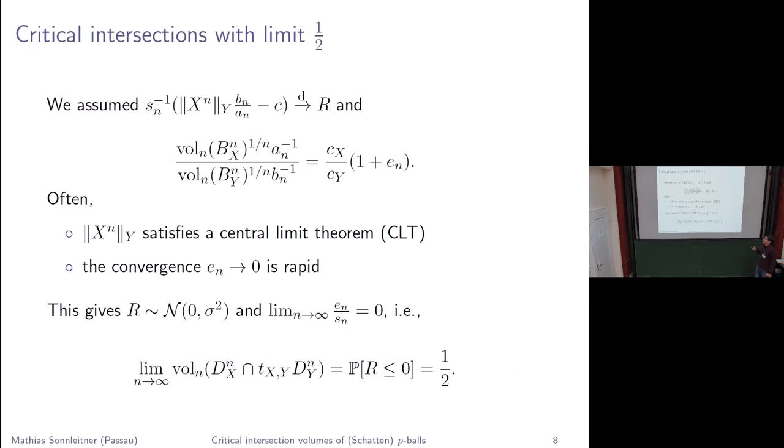So we assume this distributional convergence, and that we can write the fraction of volume radii as such. And often if we take the Y norm of such a random vector, Y norm in the case of the L_q norm, for example, this is an average over the components. And sometimes it satisfies a central limit theorem, as we will see for the p-balls. And often the convergence of e_n to zero is rapid, so we can really well study this volume. So we know the asymptotic expansion well. And so if this convergence is fast enough, then this will tend to zero, and R will be a normal, so a Gaussian with some variance, and then we get the probability that R is at most zero, which gives you 1/2. So this explains critical value 1/2.